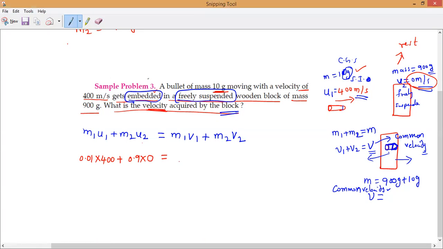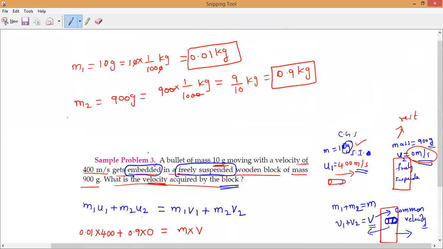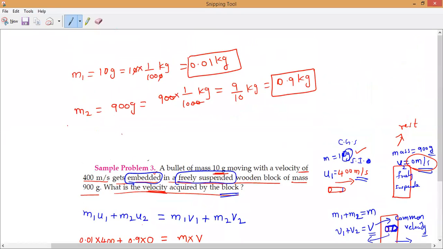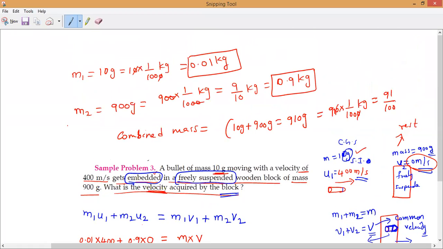Next, both we consider as M into V. Now, what is the combined mass? Once the bullet is embedded, combined mass is equal to 10 grams plus 900 grams, which is 910 grams, which is equal to 910 into 1 by 1000 kilogram. The 0 will get cancelled, 91 by 100, which is equal to 0.91 kilogram.